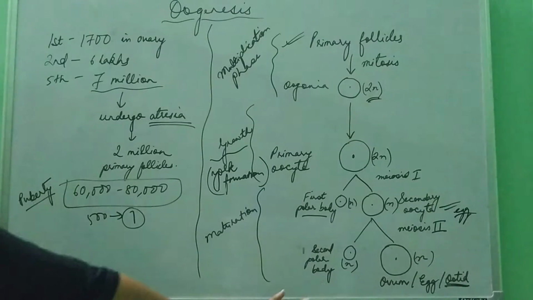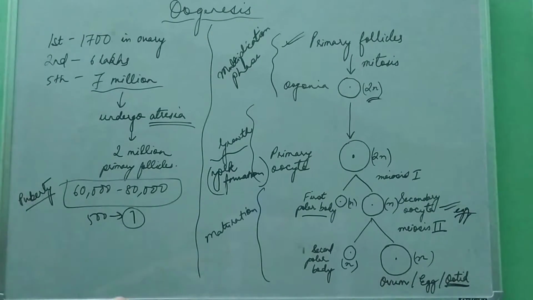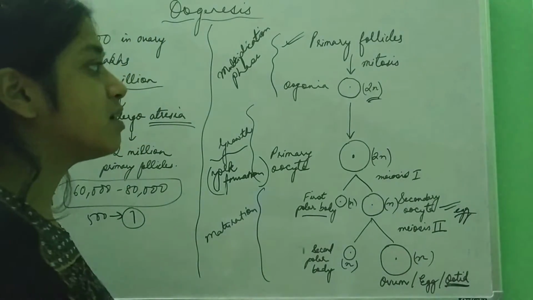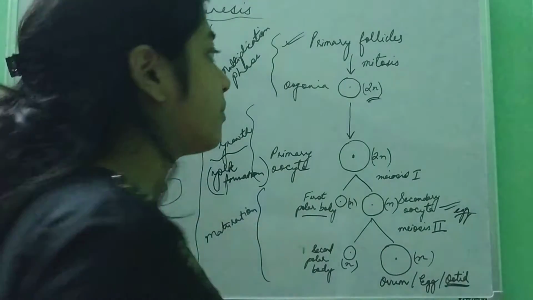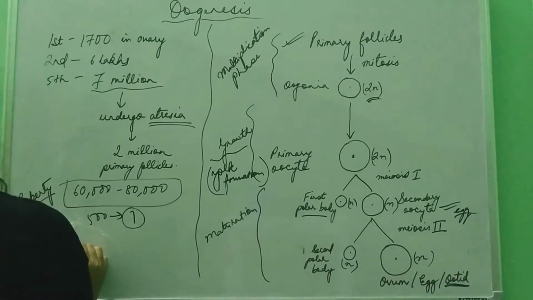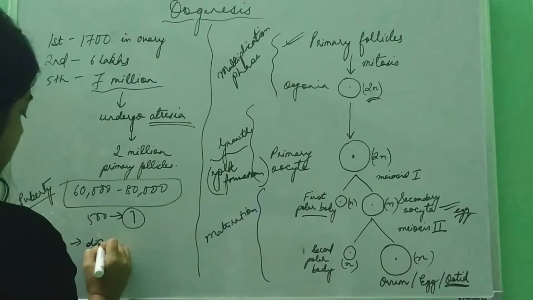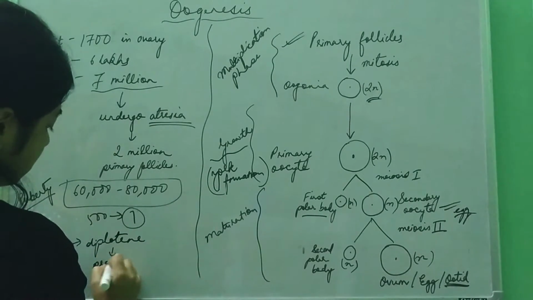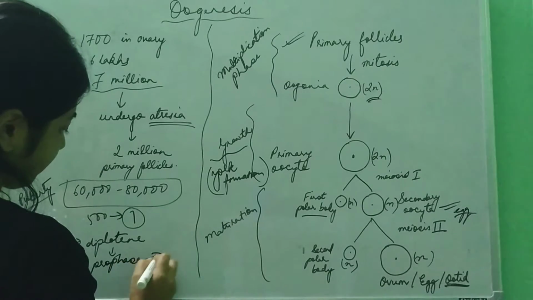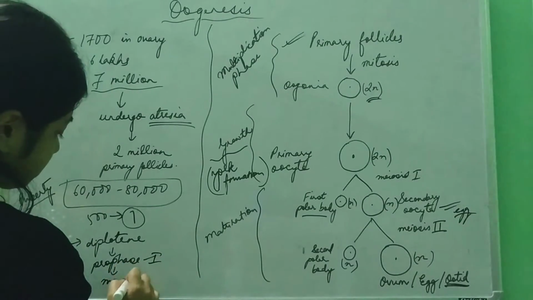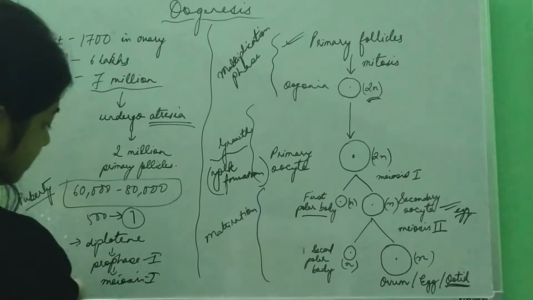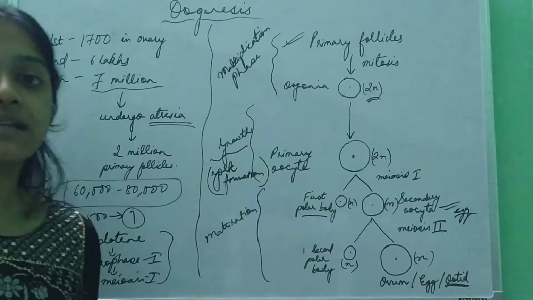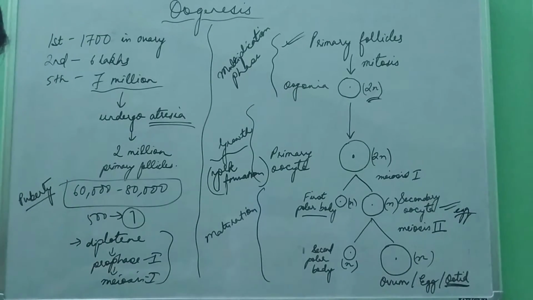So this is oogenesis. One thing you have to remember is, when does oogenesis get arrested? Meaning, when does it take a pause? Oogenesis will get arrested in the diplotene stage of prophase 1 of meiosis 1. This is when oogenesis will get arrested. The process will come to a pause.